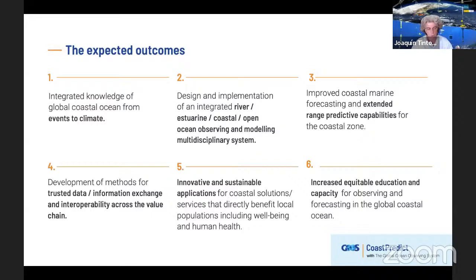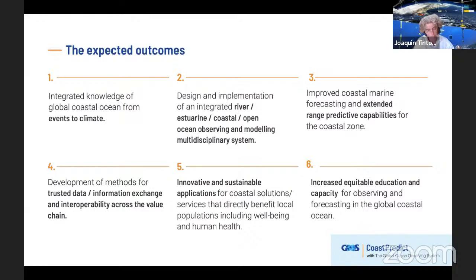Next slide, please. And those are the expected outcomes. The expected outcomes are those three major elements: an integrated knowledge of global coast and ocean from events to climate. From this integrated and enhanced knowledge, what we want is to be able to design and implement an integrated open ocean coastal observing and modeling multidisciplinary system. With this knowledge and implemented integrated ocean observing and forecasting system, we want to be sure that we can extend and improve the predictive capabilities for the coastal zone worldwide. And through this improvement of predictive capabilities, we want to be able to develop methods for trusted data and information exchange across all the value chain.